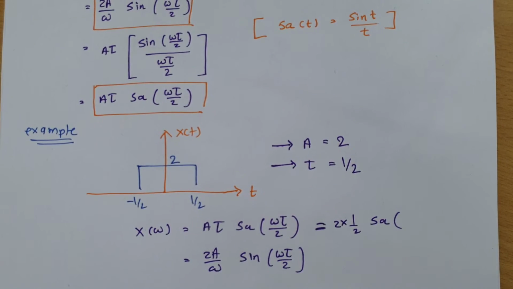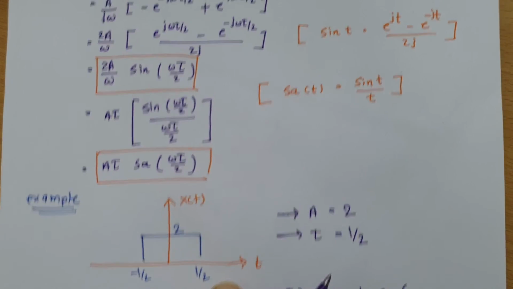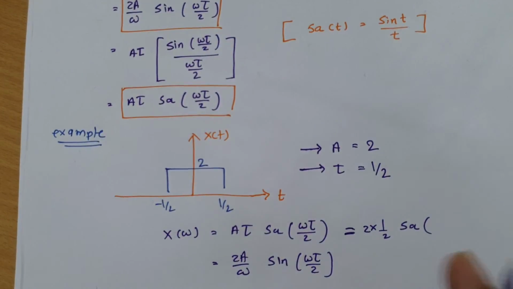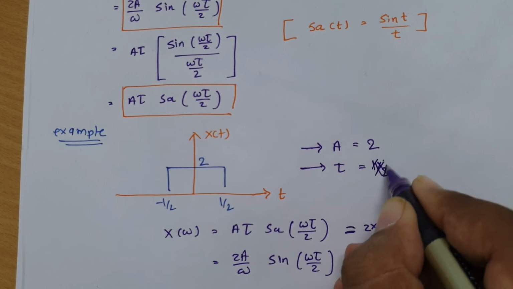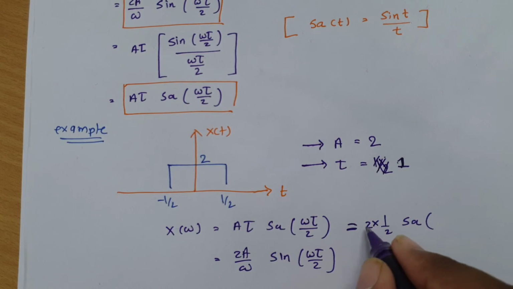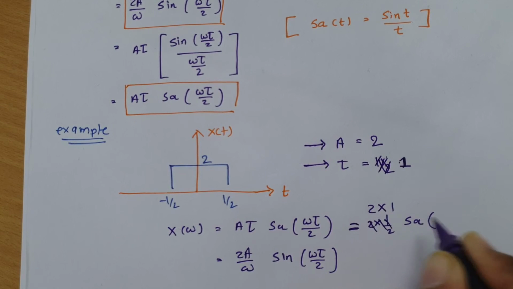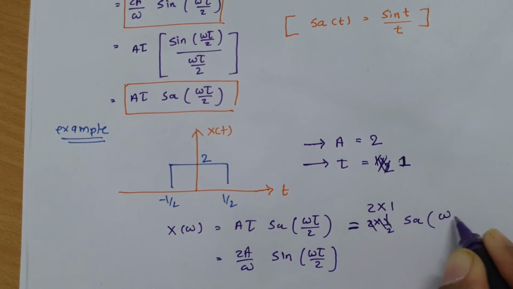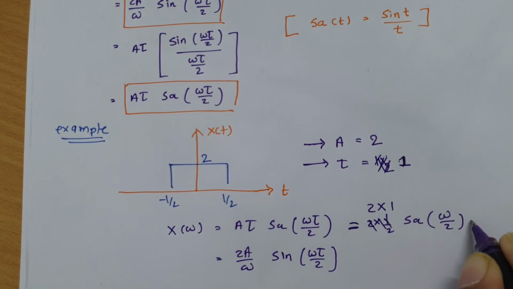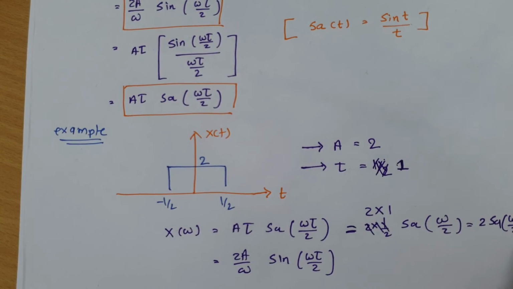sorry, here I have made a mistake. This is varying from -half to half, right? And this is -tau by 2 to tau by 2. So here one can say tau is 1. It is not half, it is 1. So if you place this, A is equal to 2 and tau is equal to 1, and in the sampling of omega tau by 2, tau is 1, so omega by 2. So this is one answer, that is 2 times the sampling function of omega by 2.